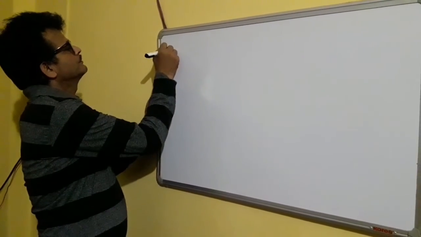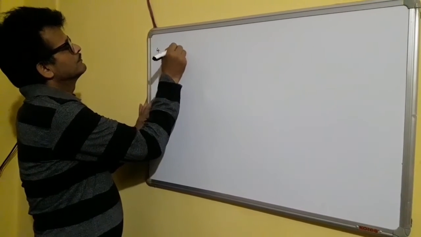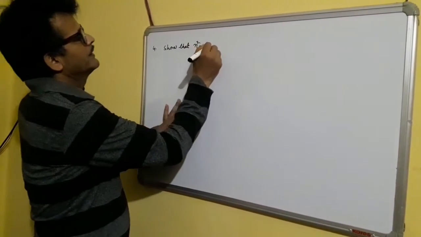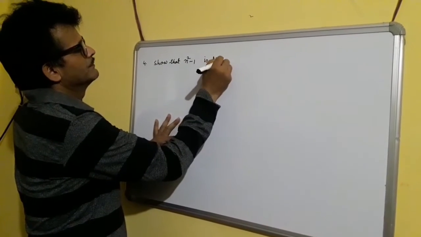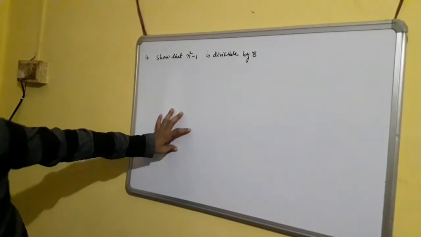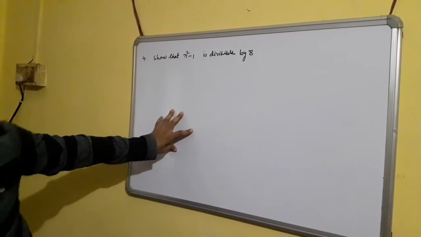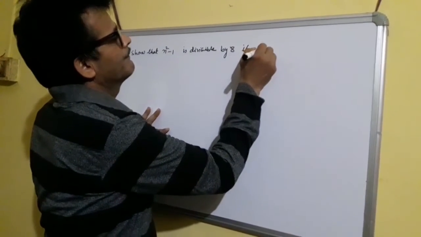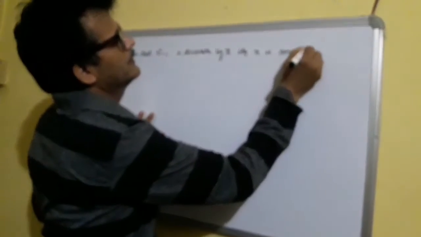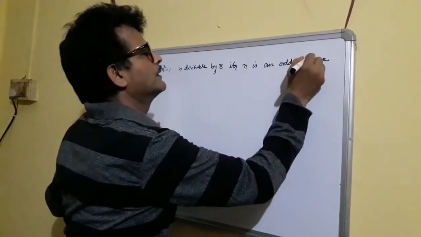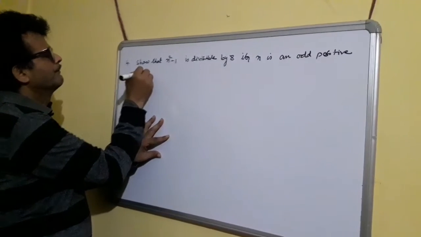Question number 4. Show that n square minus 1 is divisible by 8, if n is an odd positive integer.